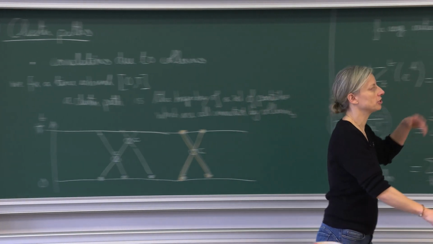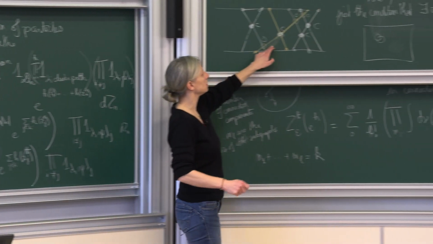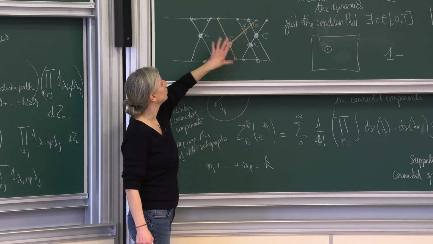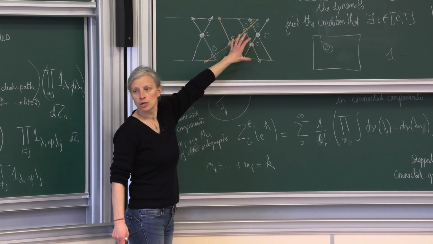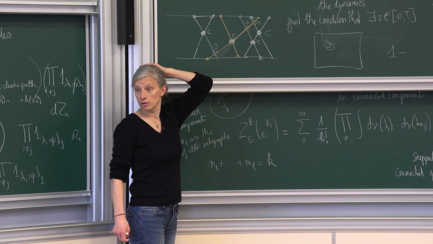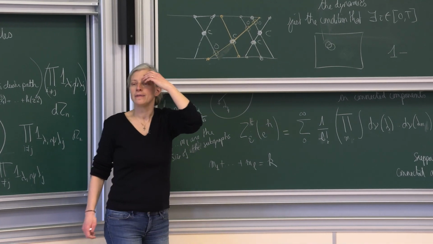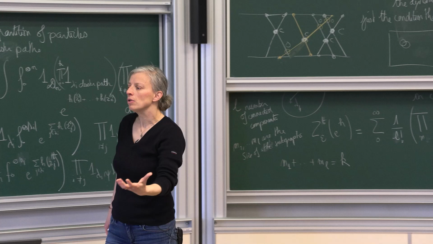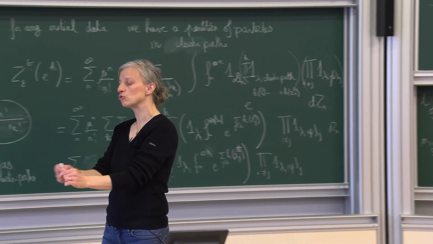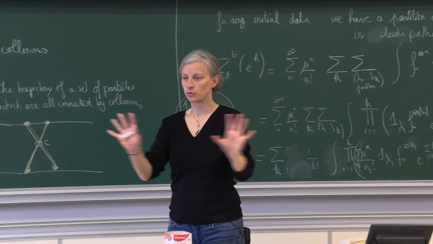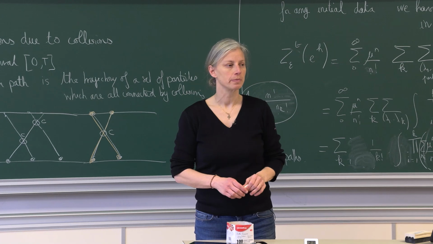Really, the picture is this one. This situation is forbidden because the orange one should not overlap the other one. Okay, so this is the same principle, but the exclusion now is not just the exclusion at time 0, but really the exclusion of the whole trajectories.